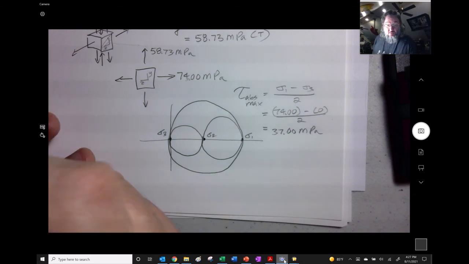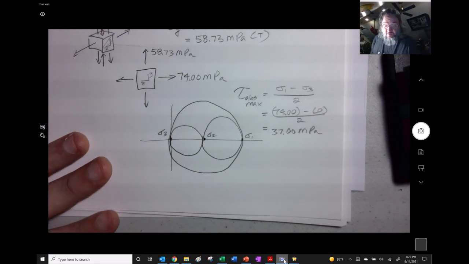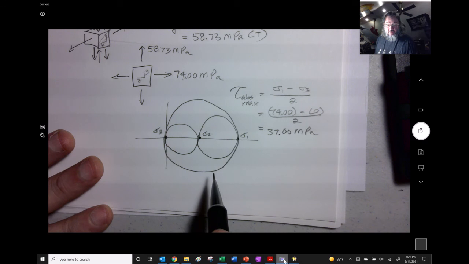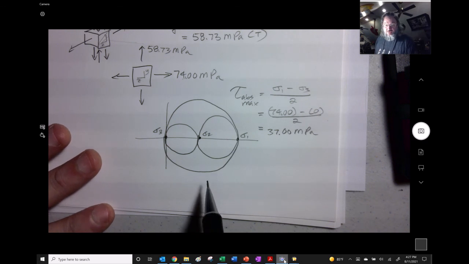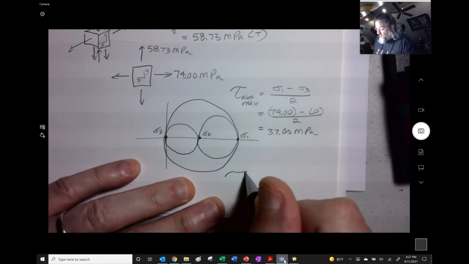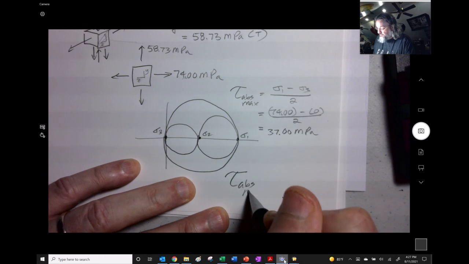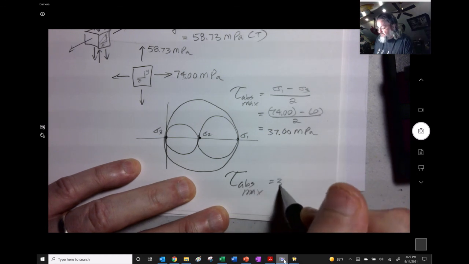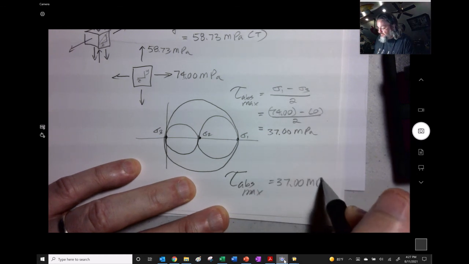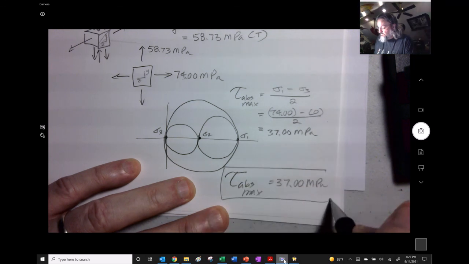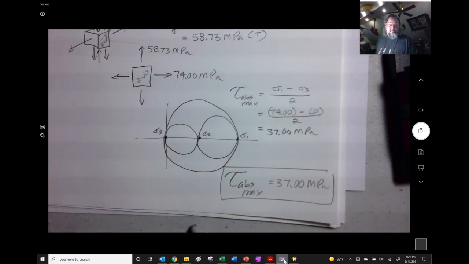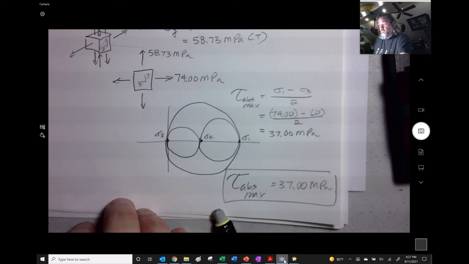So I think the way that the question was asked, determine the absolute maximum shear stress at the location of maximum stress on the outer surface of the tank. Okay, whatever. Tau abs max is equal to 37 megapascals. The end. It wasn't terribly difficult.